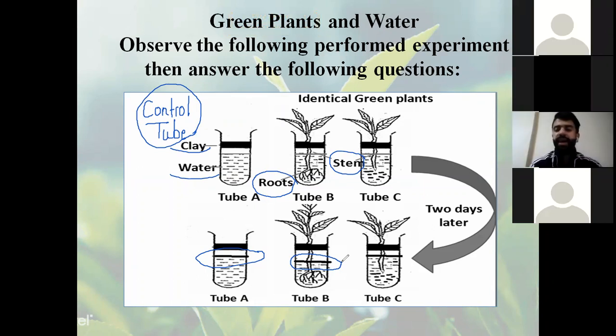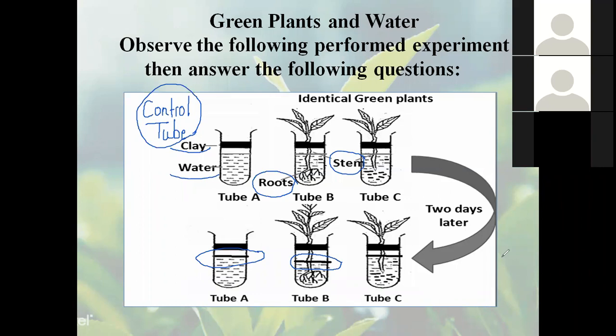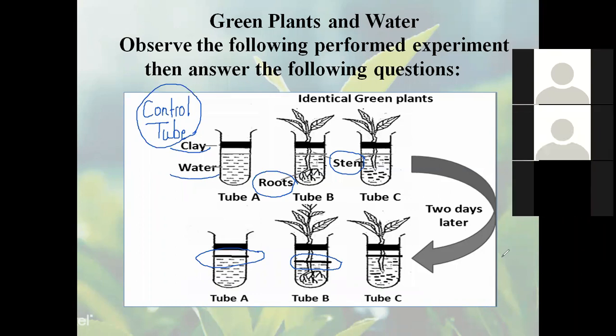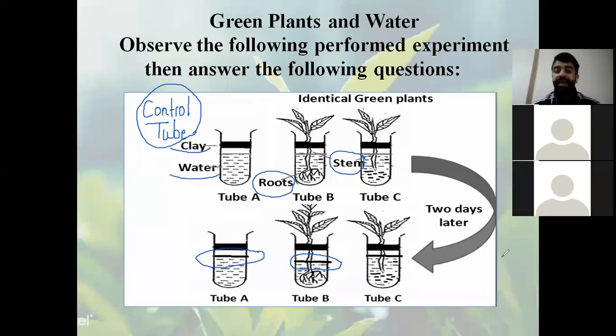Yes, I need other than Razan, other than Khalifa. I want to give the chance for others to join. Yes, Huda, what do you think in tube B? What is the conclusion? The green plant is absorbing water. Very good. We have a plant, so the level of water drops, it decreases, meaning that the green plant absorbs water. Very good, Huda. So the green plant absorbs water.